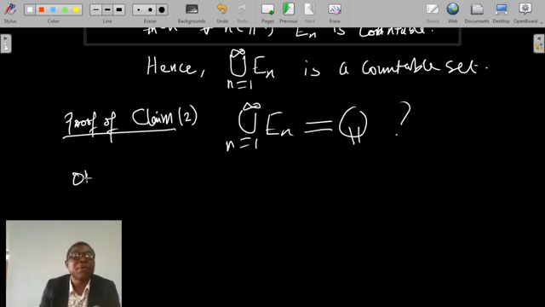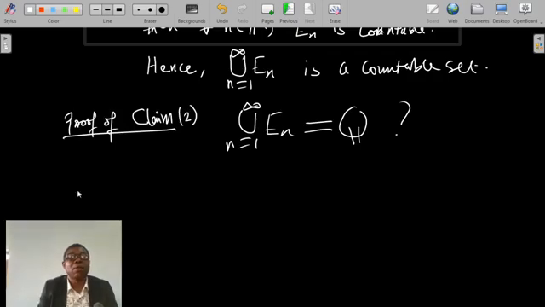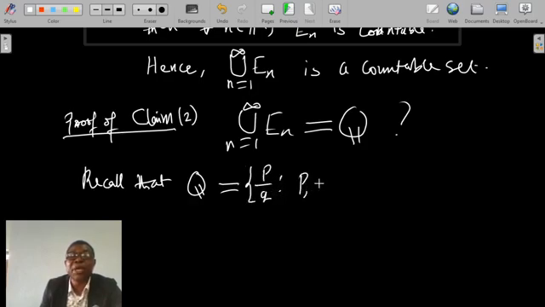Let us first of all recall that Q, the set of rational numbers, is equal to the collection of all p over q, so that p and q are integers, but q is not equal to 0.